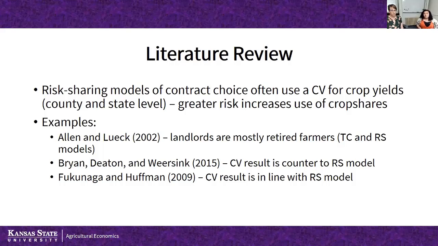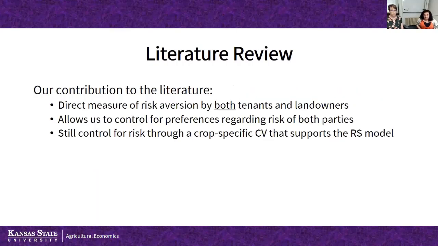But then there are also mixed empirical results. Bryan, Deaton, and Weersink in 2015, and then Fukunaga and Huffman in 2009, both had very similar models, but they each had conflicting results, either in line with the risk-sharing model or not. But we want to emphasize that they didn't have the data available to do both the tenant and the landowner side, which is where we try to come in.